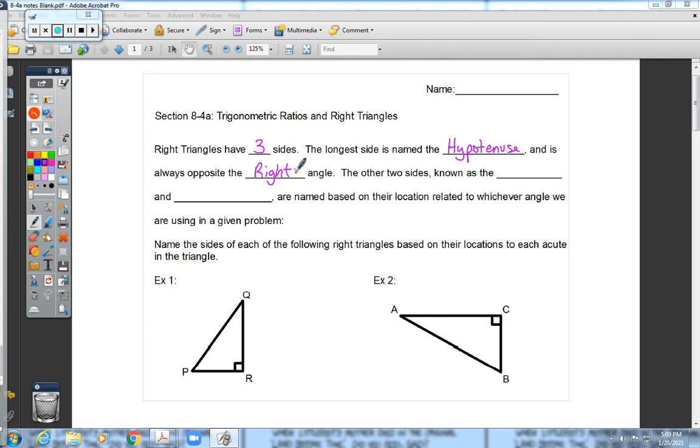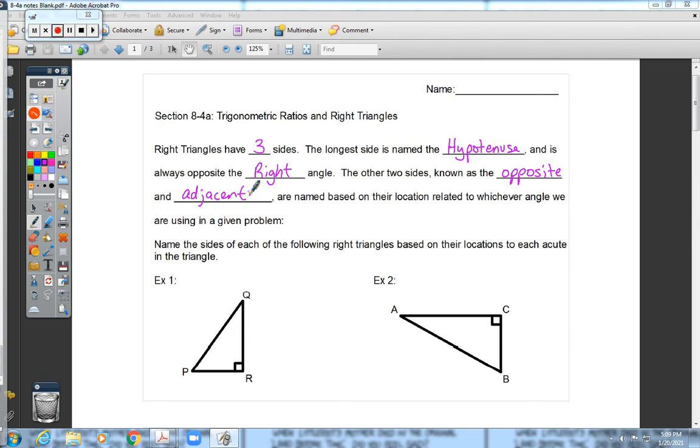What we've not talked about yet, and what we're introducing today, is the idea that the other 2 sides, which are known as the opposite side and the adjacent side, also have names. The tricky part being that those names are entirely based on where they are located related to whichever acute angle we are dealing with in a given problem.